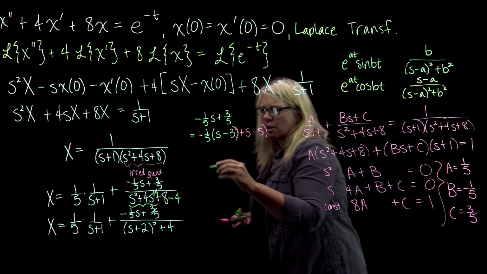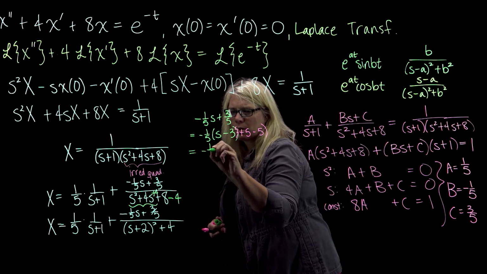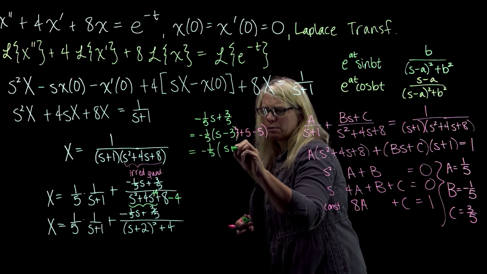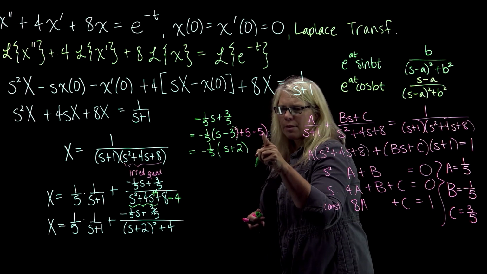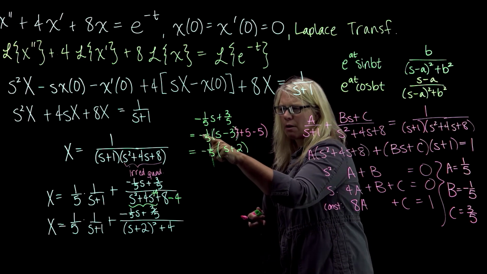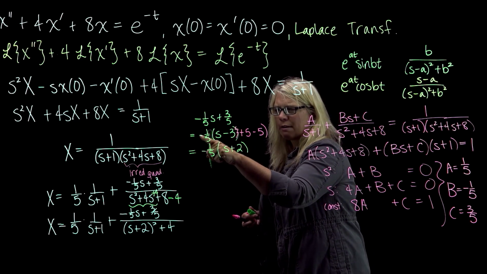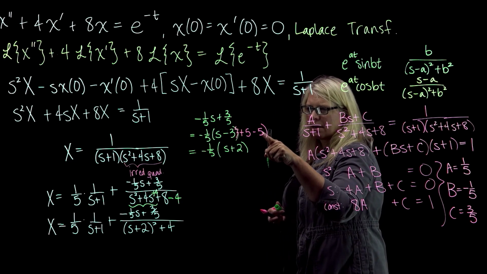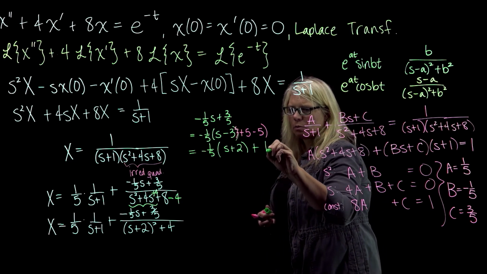All right, so this part will be s plus 2. And then I have this minus 5 here. I'm going to go ahead and distribute this minus 1/5 to this minus 5 out here. So I'll get a plus 1.